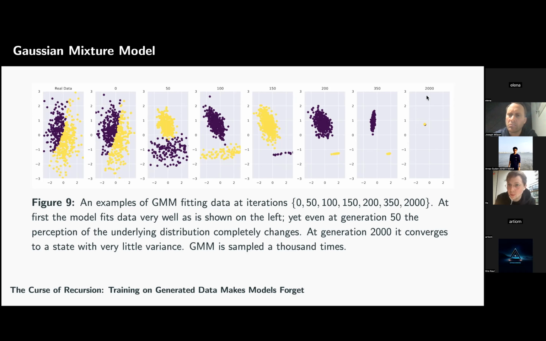And over time, by generation 2000, they kind of converge to a point estimate. It's not really a point estimate. There is still some variance, but it's not that much variance. But the important thing to note here is that in this complex scenario, we observe that quite literally over time, the original distribution collapses, and it happens extremely quickly. So even by generation 50, it's already quite far away from what it originally looked like.